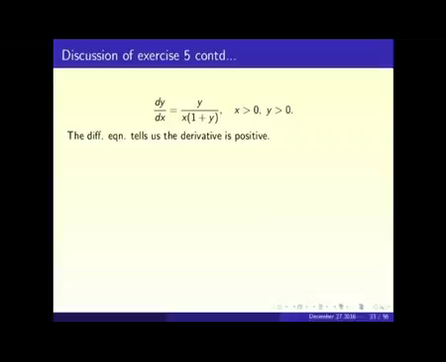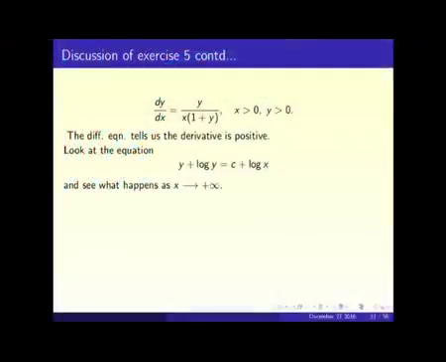So what does the differential equation tell you? It tells you that the derivative is always positive. So y is monotone increasing. So if you have a monotone increasing function, either it must have a finite limit or it must go to infinity. There is no other choice, correct? So now, what is the next question?